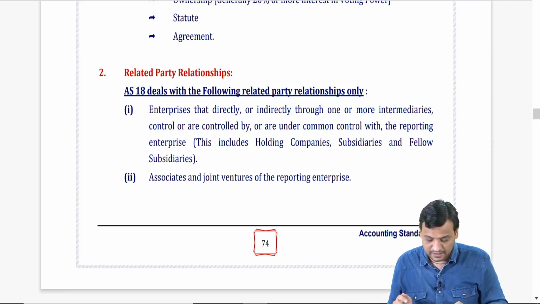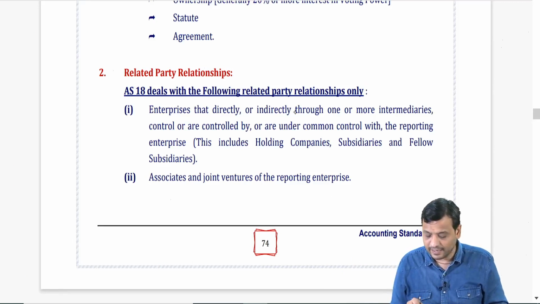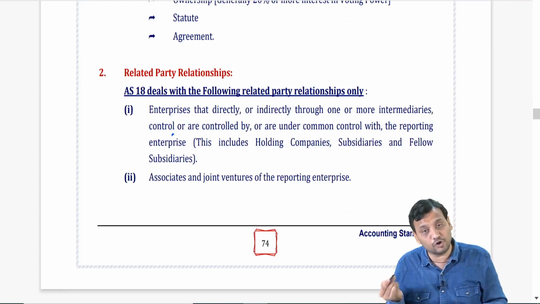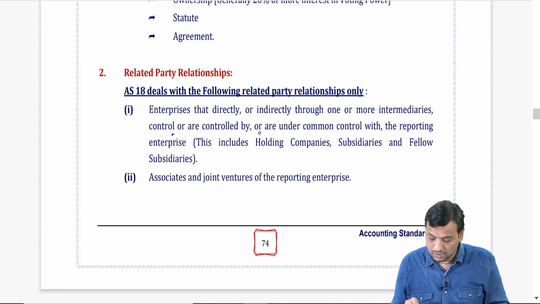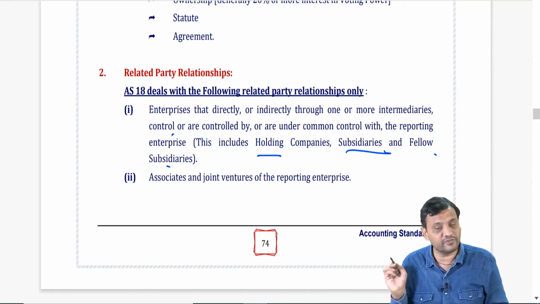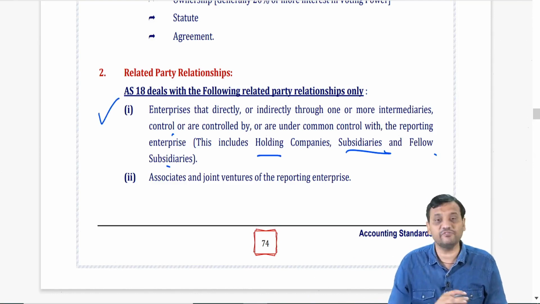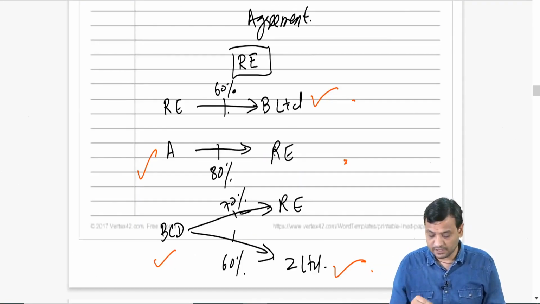Yeah, sister concern. So, an enterprise that directly or indirectly through one or more intermediaries controls, or is controlled by, or is under common control with the reporting enterprise. This includes holding companies, subsidiaries and fellow subsidiaries. Okay, so this is my first relationship. This is all about control, then everybody is related.